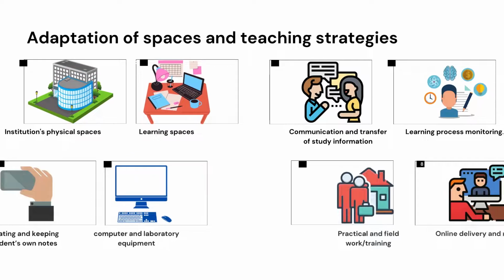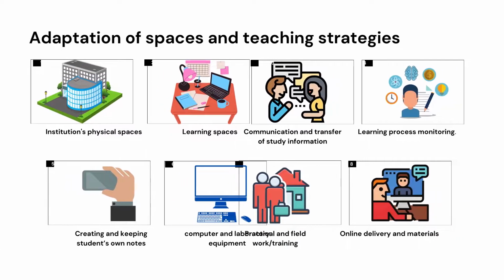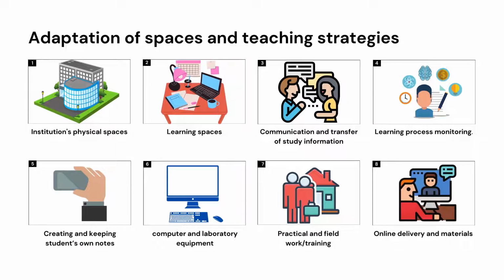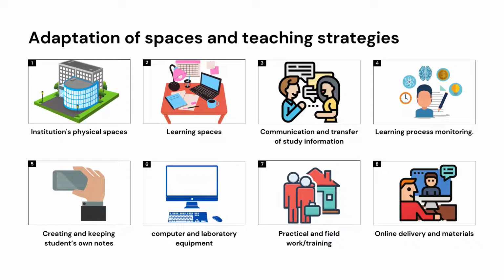There is a range of inclusive teaching strategies and space adaptations that can assist all students to attend classes and learn. For example, adaptation of the institution's physical spaces might relate to parking spaces design, ramps and elevators, sensor doors, sanitary spaces or similar. Also, learning spaces might need some changes such as sufficient space for trolleys, wheelchairs, storing places for crutches and other utensils. Communication and transferring media for study information should be considered as well.